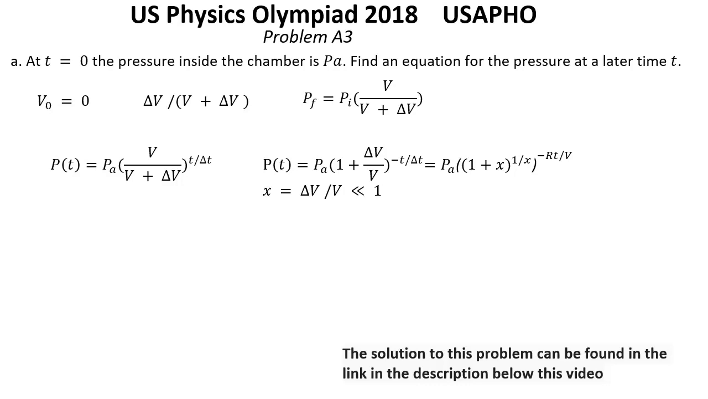Then, using the definition of the exponent as a limit, we have P as a function of t equal to PA multiplied by exponent to the power of negative Rt over V. That was the solution for question A.